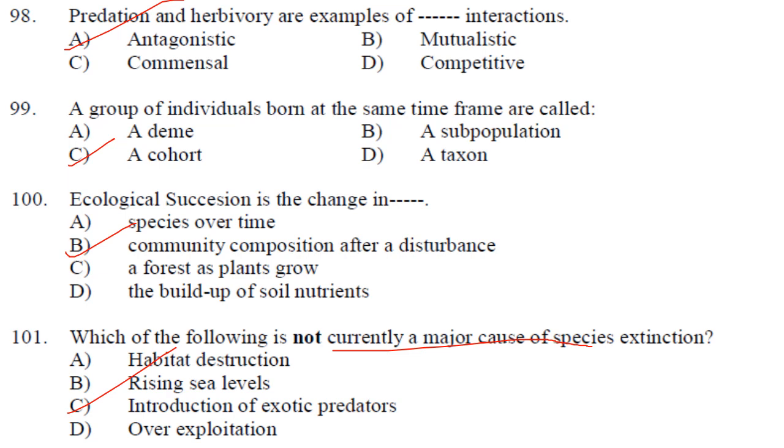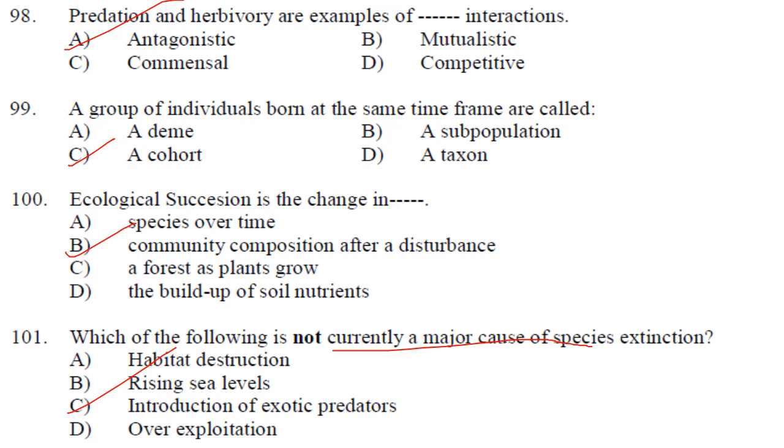Then predation and herbivory are examples of dash interaction. They are antagonistic. Antagonistic is where one species benefits at the expense of the other. That is antagonistic, and here it is predation and herbivory. So option A is the correct answer. A group of individuals born at the same time frame are called a cohort. Answer is option C. A deme is any isolated subpopulation subjected to selection as a unit rather than as an individual.